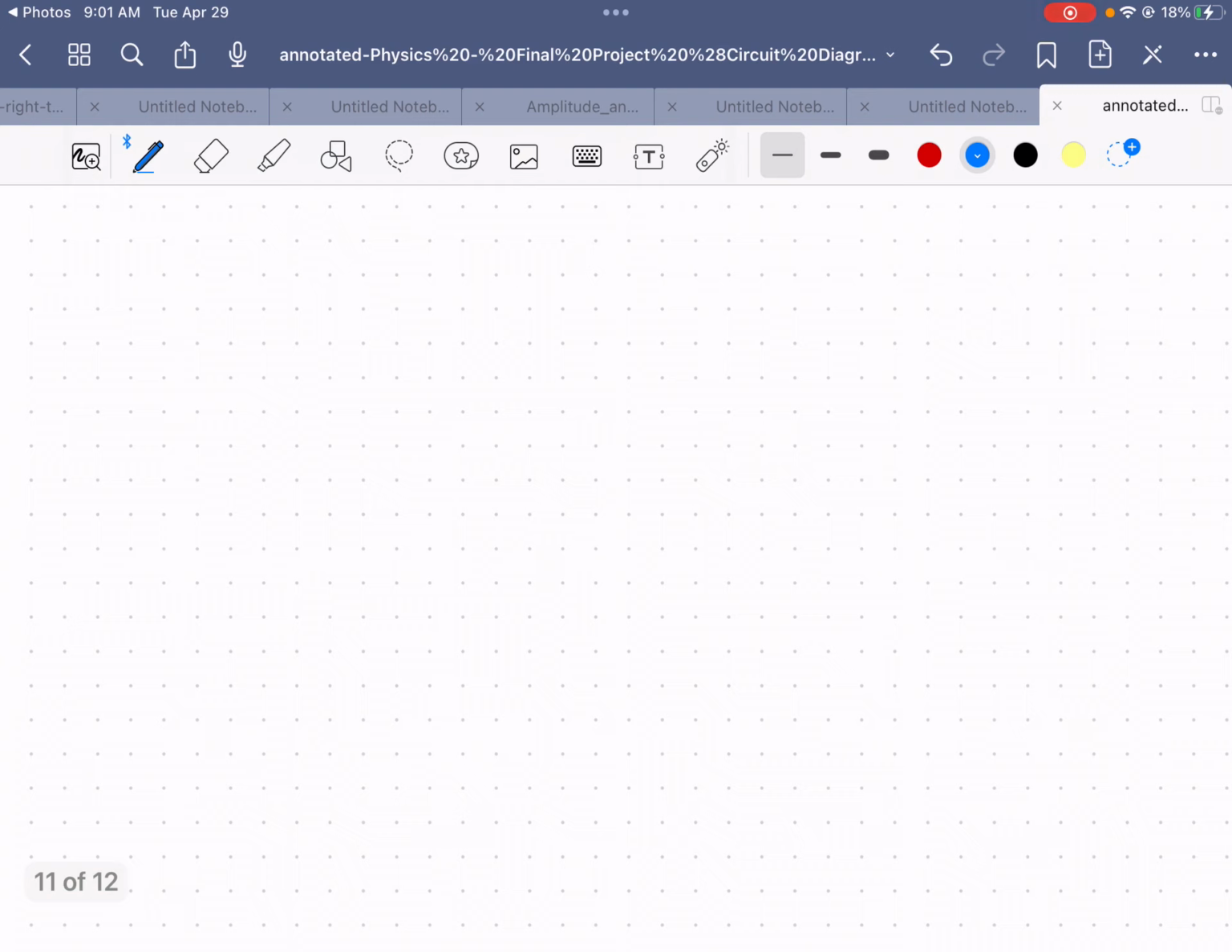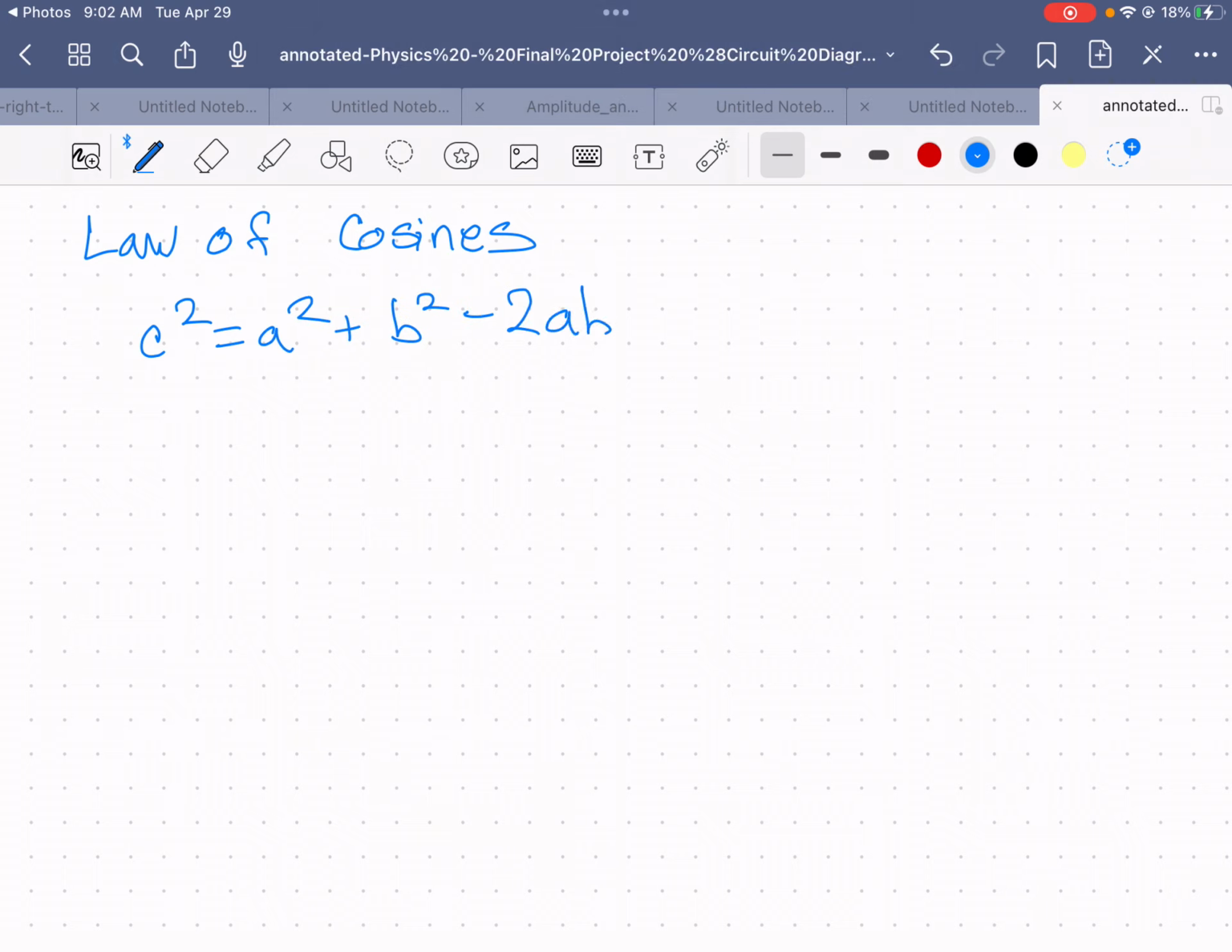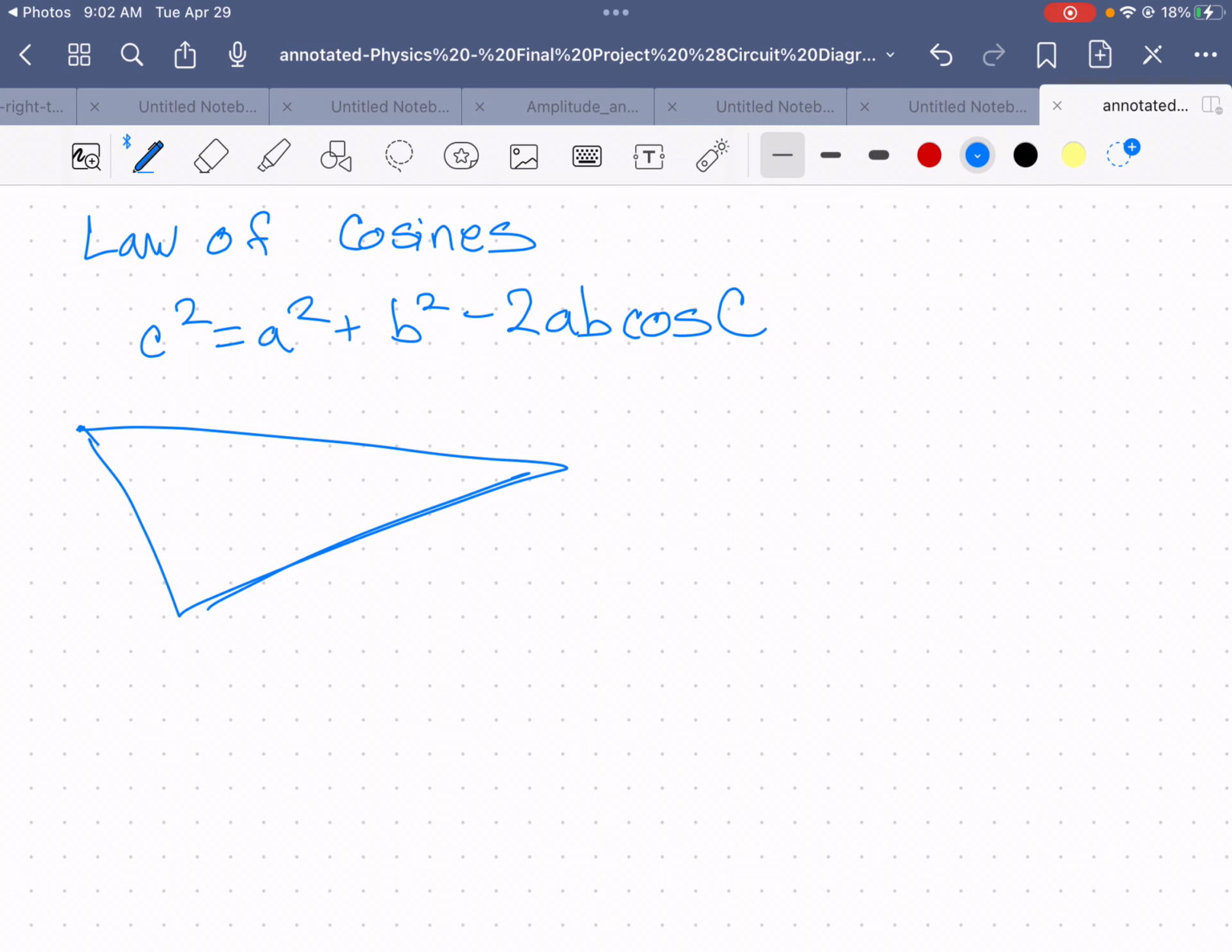So let's look at this again. I'm just going to get a new page. Law of cosines. It says c squared equals a squared plus b squared minus 2ab cosine of c. So what you can tell here is you have an enclosed angle. So anytime you get a triangle, if they give you two sides and this angle between them, then law of cosines is going to be really useful because you have two sides and the angle between them. So you know all of those things. So that's a good time to use law of cosines.